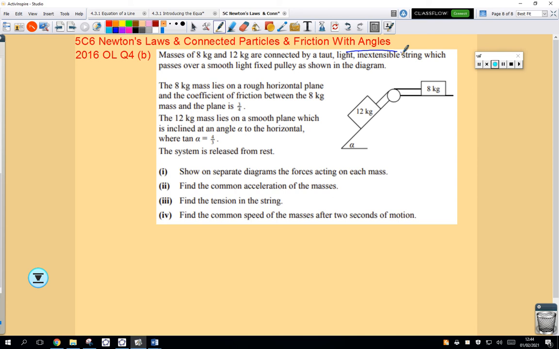Lots of stuff in here. We're going to be drawing force diagrams. We're going to be looking at force equations, solving those simultaneously to find accelerations and tensions, and then using our master equations to find the last part.